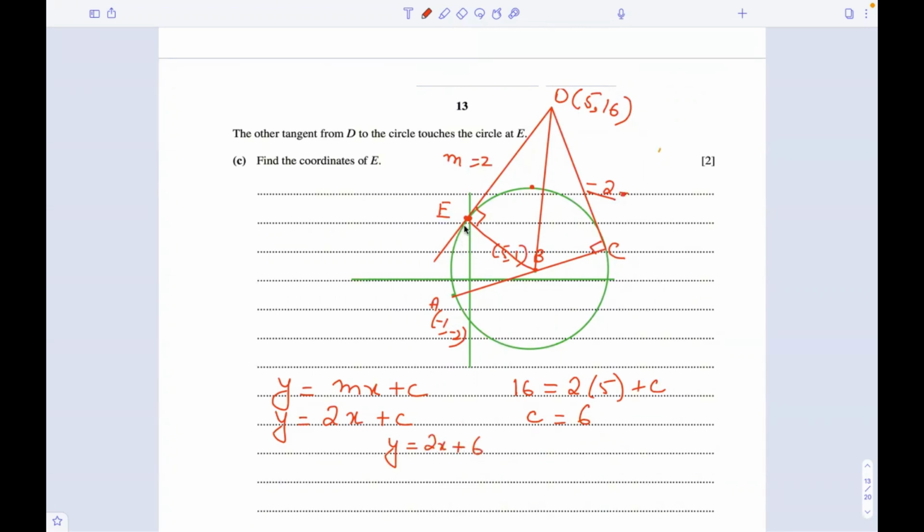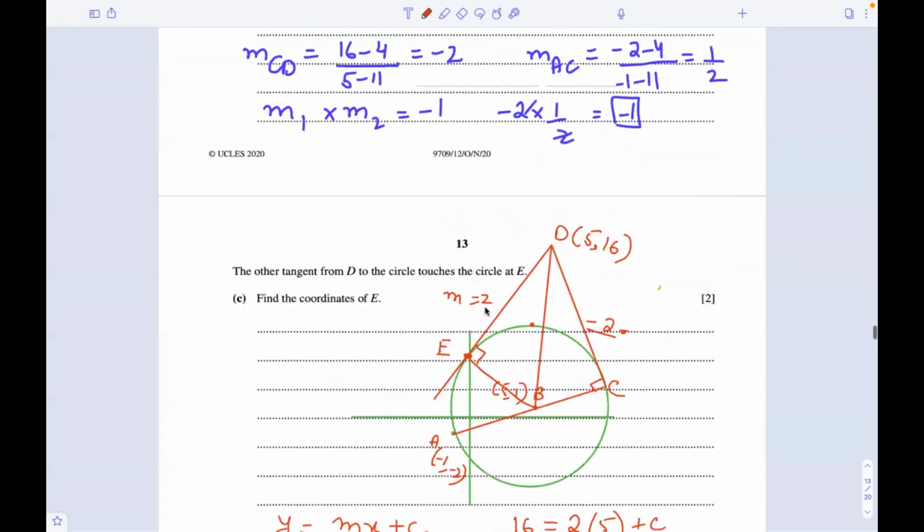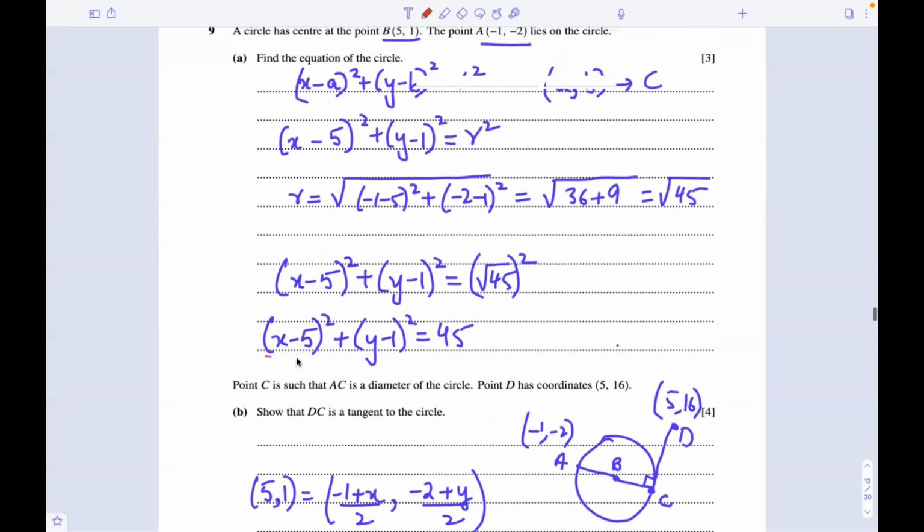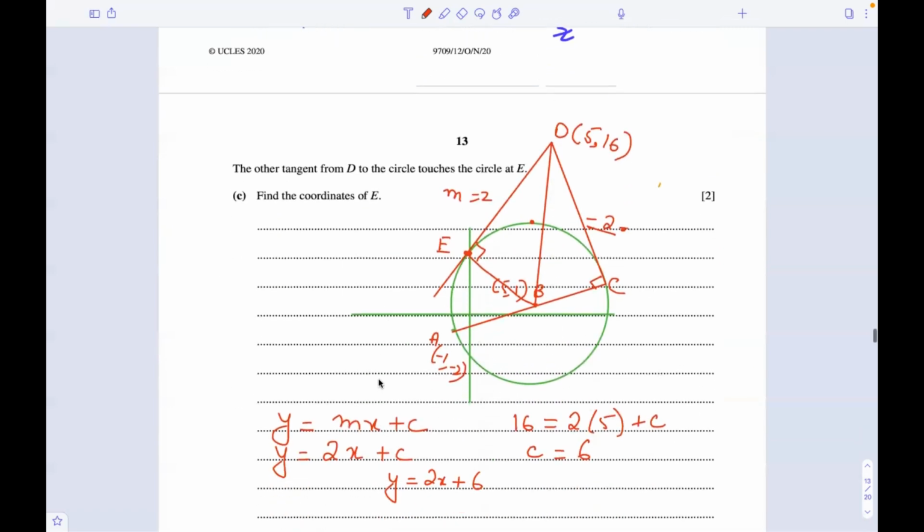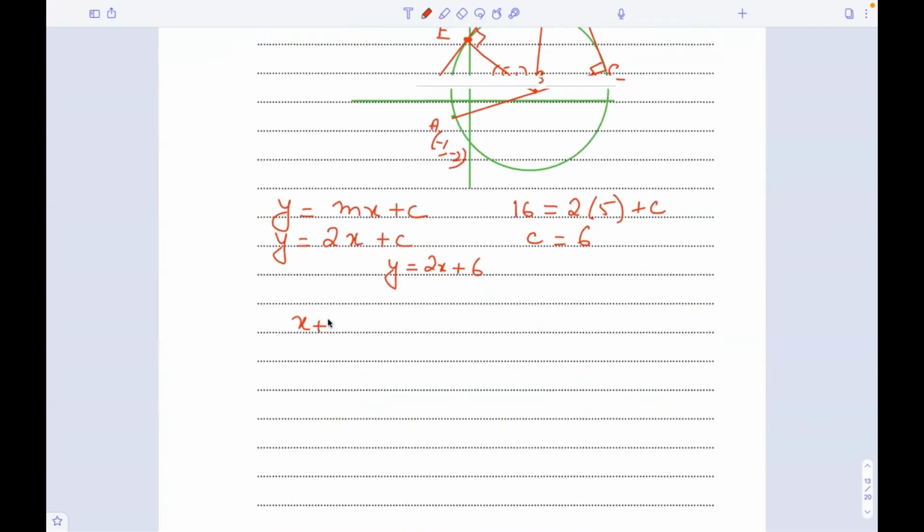Now to find the coordinates of E, as we know that the line and the circle are intersecting, we can solve the two equations simultaneously. So the equation of the circle was (x minus 5) squared plus (y minus 1) squared equals 45. Now in place of y, we can substitute 2x plus 6. So substituting 2x plus 6 in place of y, we get 2x plus 6 minus 1, which will become (2x plus 5) squared equals 45.